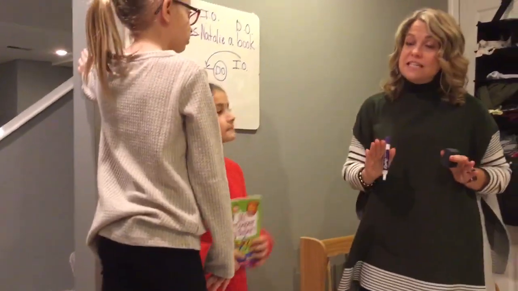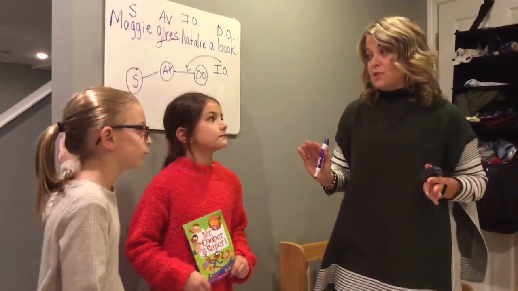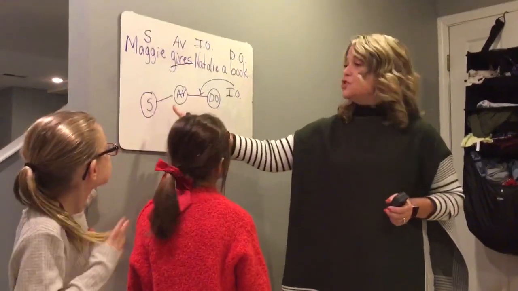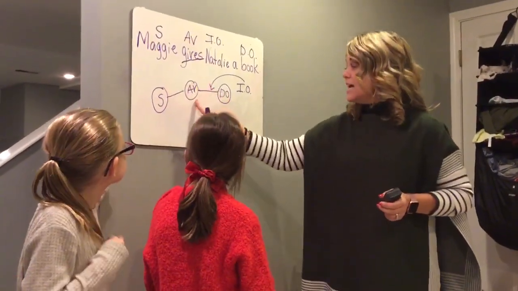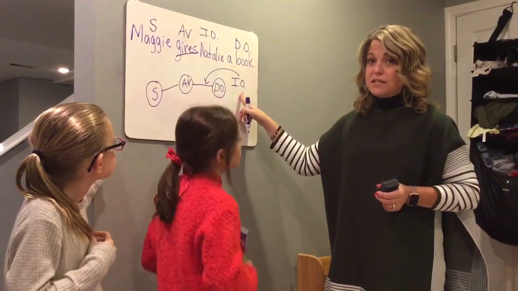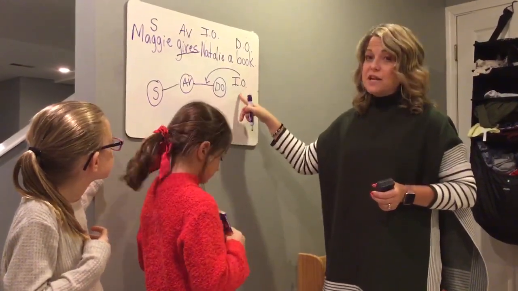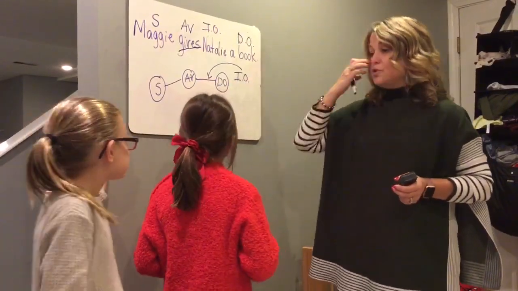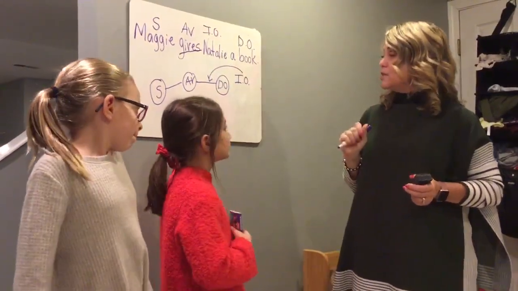Not every sentence has an indirect object, okay? You will never have a sentence that just has a subject, an action verb, and an indirect object. You cannot have an indirect object without a direct object. It must have a direct object to have an indirect object.